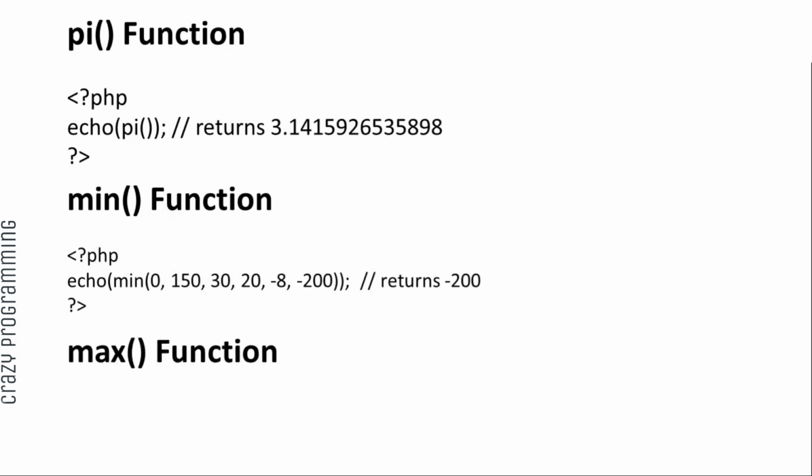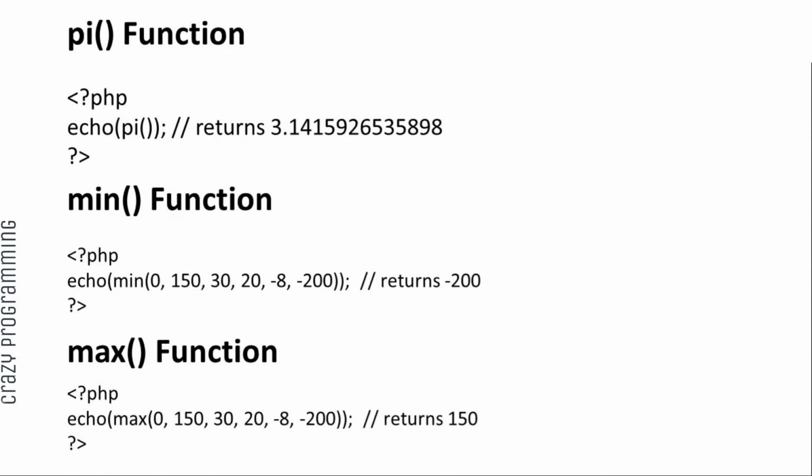Now it's time for the max function. Same, start PHP, then echo, and here we are using max as a function. Inside the function we wrote the arguments 0, 150, 30, 20, -8 and -200. So tell me what is the maximum here. It is 150, so it returns 150.